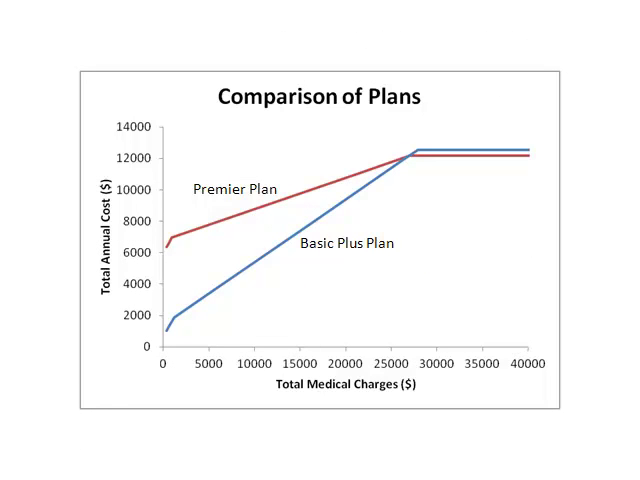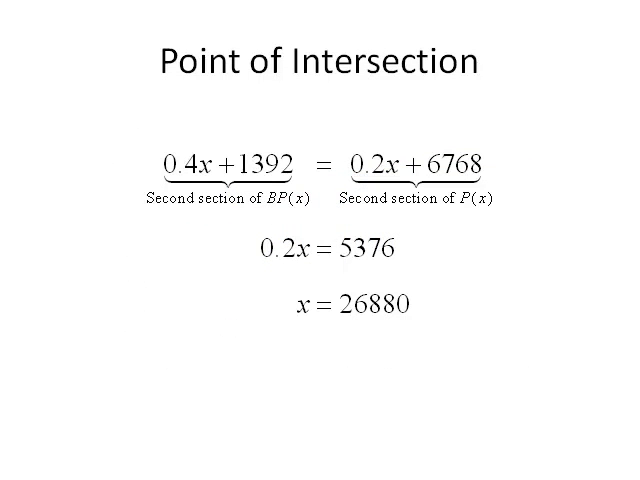Graphing these functions together gives us a complete picture of the two plans. The point of intersection gives us a level of medical charges where the total annual medical cost is equal. This occurs in the second segment for each plan. Setting these functions for these segments equal gives us a charge of $26,880.